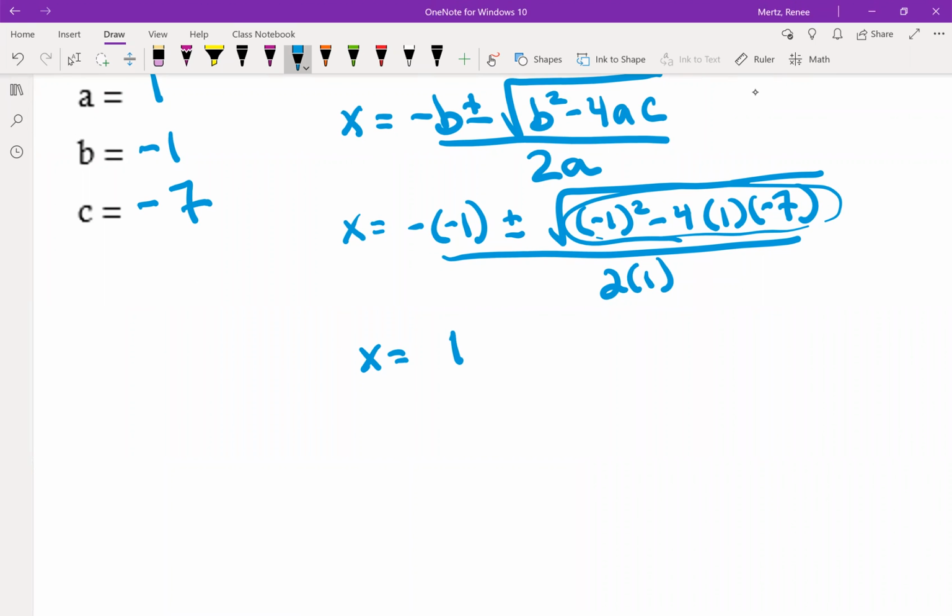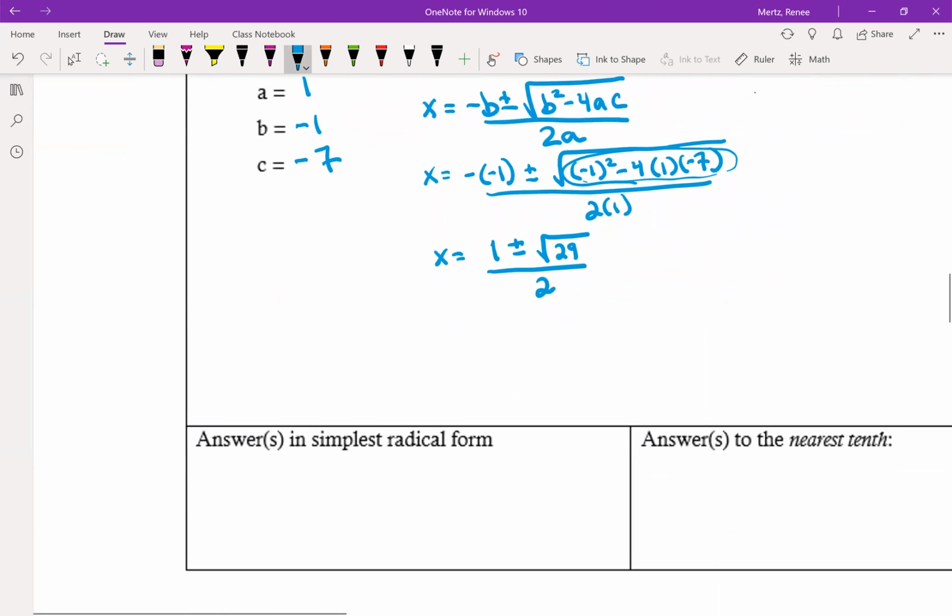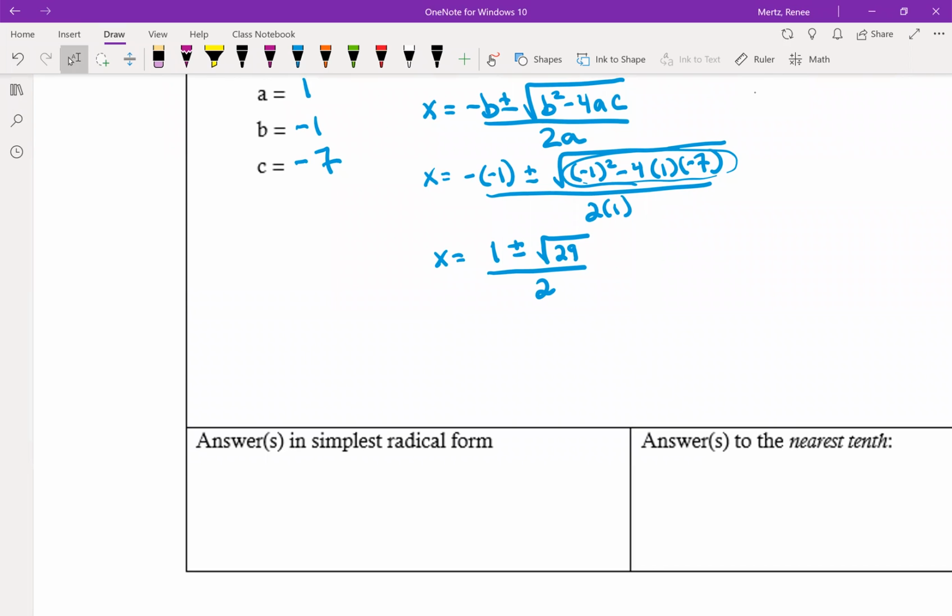So we get 1 plus or minus, did you get the square root of 29? 1 plus 28 is 29, all over 2. This one does not work out evenly. So there's two ways we could express our answer.